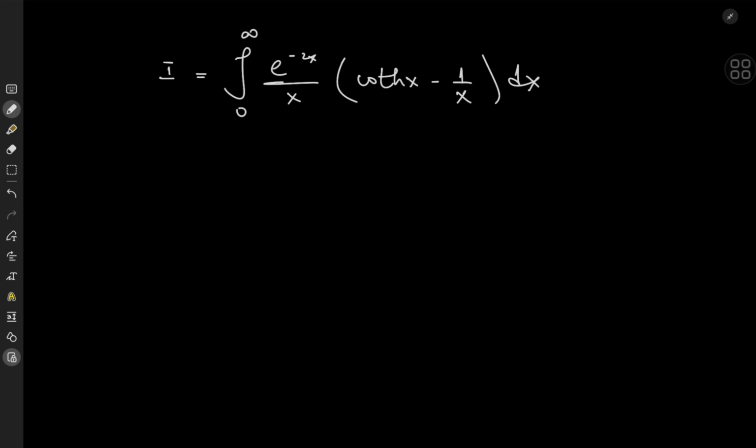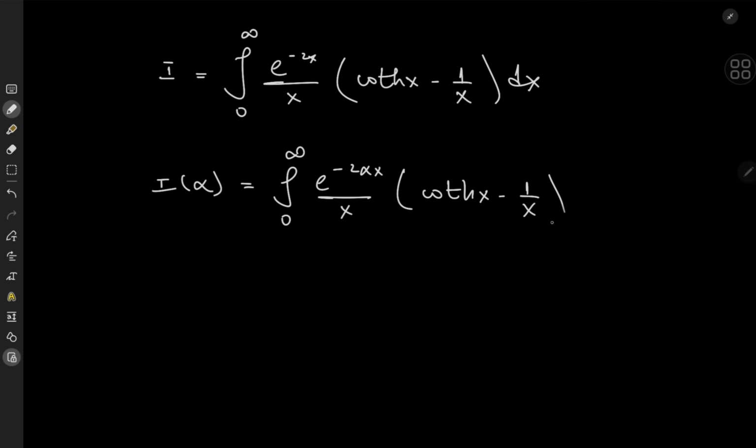this thing is absolutely awesome. We're interested in the general case of I of alpha, defined as the integral from 0 to infinity of e to the negative 2 alpha x over x times the hyperbolic cotangent of x minus 1 over x dx. So for the purpose of this video, we are interested in the case of alpha equal to 1, which will look pretty cool, but the general result is even more important. Okay, cool. So we have I of alpha, and it looks like Feynman's trick could be fruitful over here.